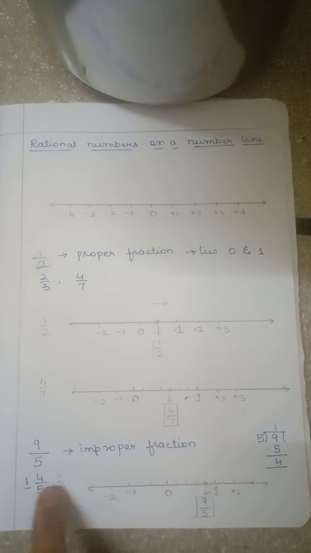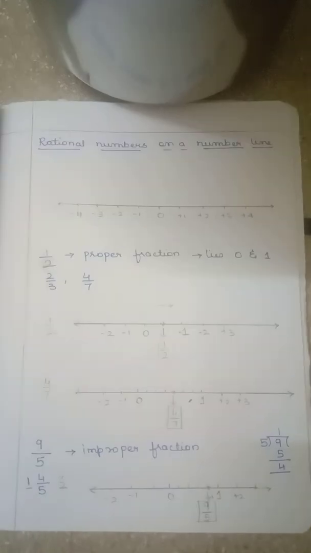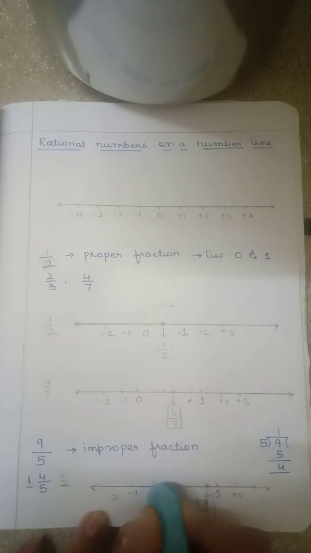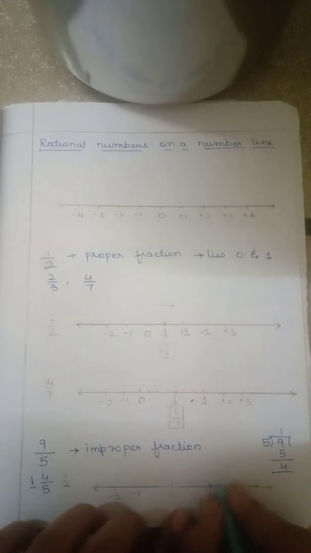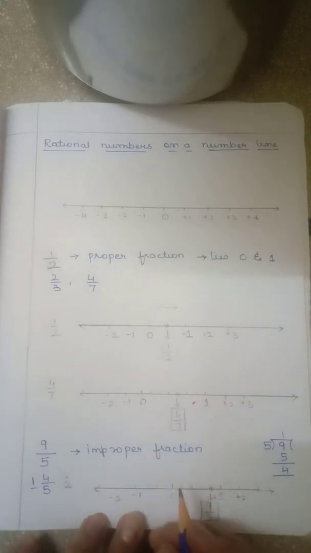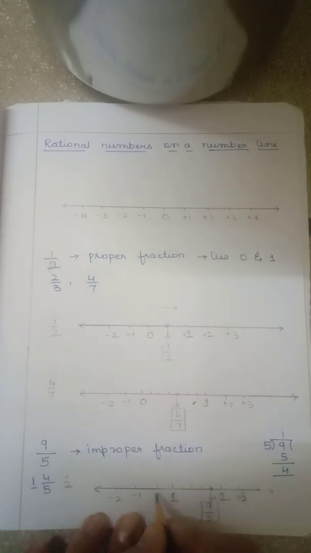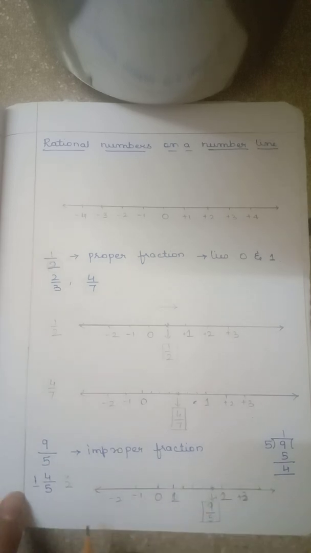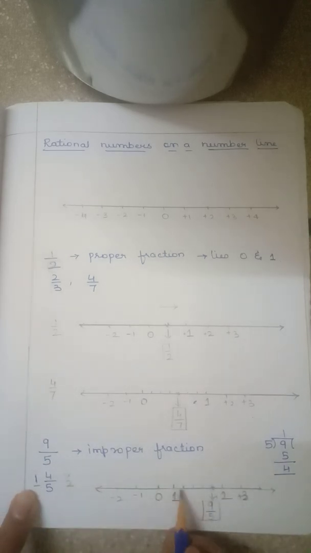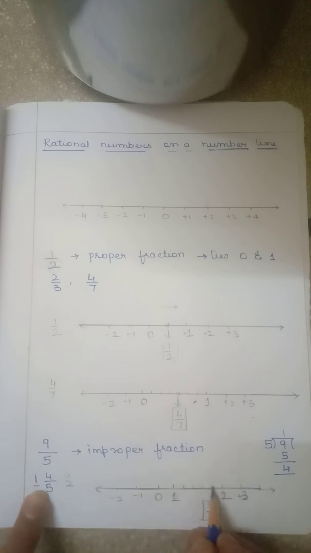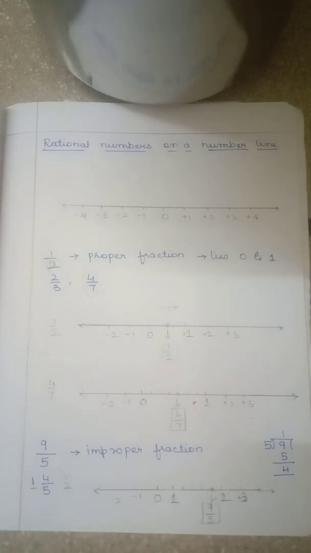It was between 1 and 2. So we have to enlarge the part 1 and 2, so change the numbers here. Here should be 1 and here should be 2 because it comes between 1 and 2. So the 1 and 2 portion you have to enlarge. Here you write 0, 1, and in between 1 and 2, make 5 equal parts. Out of 5 you have to take 4 and mark 9 upon 5.